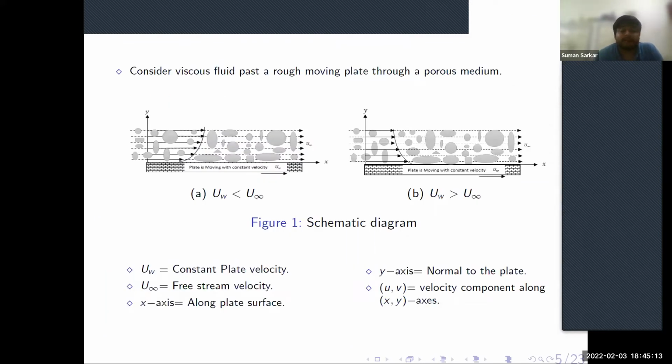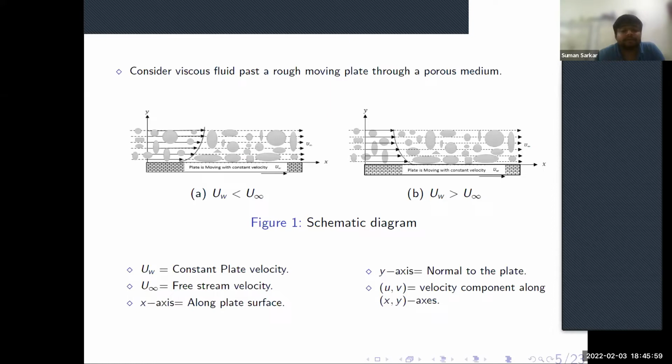After Prandtl's boundary layer theory, numerous applications of boundary layer theory have been described by numerous researchers. In this problem, we consider viscous fluid flow past a rough plate through a porous medium. We consider the plate velocity as U_W and the free stream velocity as U infinity. According to the velocities, two types of boundary layer arise, and the schematic diagram of the boundary layer flow domain is given in figure A and figure B.